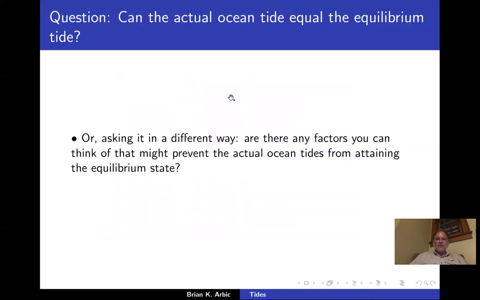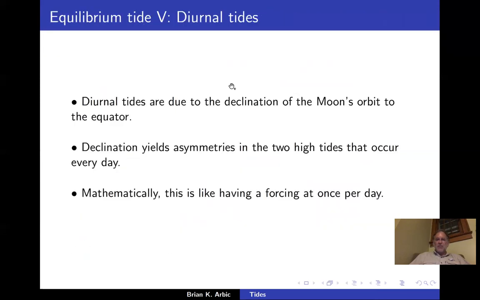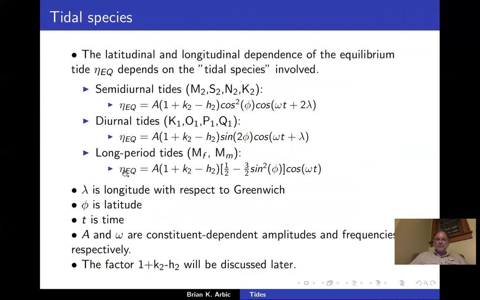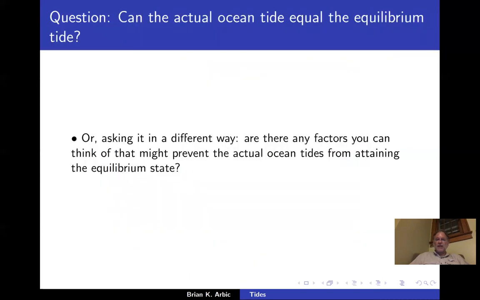So now, are there any factors you can think of that would prevent the actual ocean tides from attaining the equilibrium state? So far we've mostly been talking about the equilibrium tides, this simple shape here. Just think about this a little bit. If we were in the classroom, we'd actually have a discussion. Do you think the real tide can equal this, or are there factors that prevent that? I'll pause for a minute.